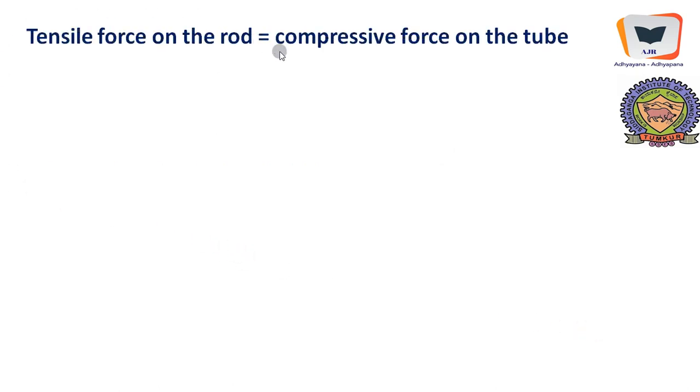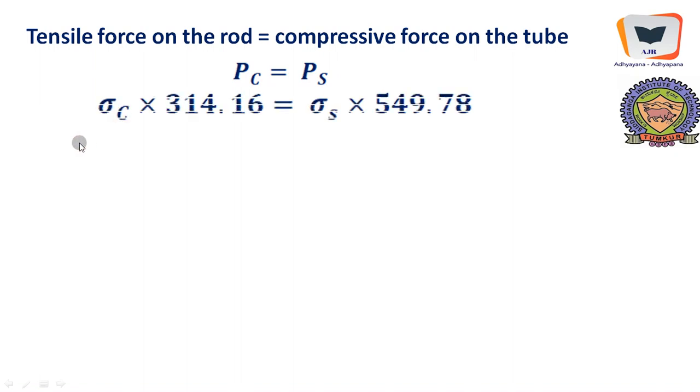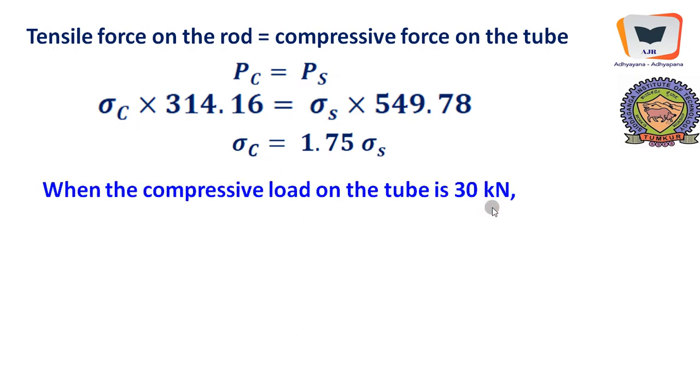Now we will put up this equation. You may recall that in the previous expression we wrote strain in steel equal to strain in concrete, but here we write tensile force in rod equal to compressive force on the tube. It is just a reversal mechanism. So PC equal to PS. Therefore we will substitute in terms of stresses, sigma C into its own area equal to sigma S into its area of steel. We will get an expression for sigma C equal to 1.75 times sigma S.